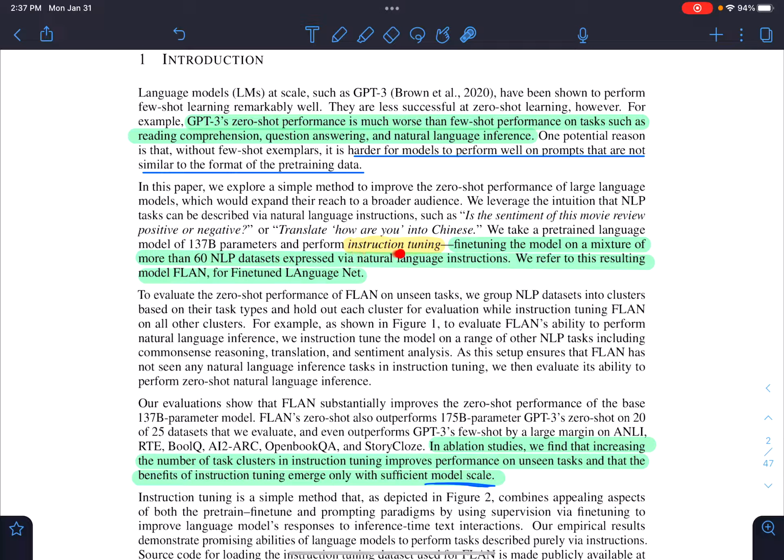So this is the definition for instruction tuning. Fine-tuning the model on a mixture of more than 60 NLP datasets expressed via natural language instructions. We refer to this resulting model as FLAN, for Fine-tuned Language Net.